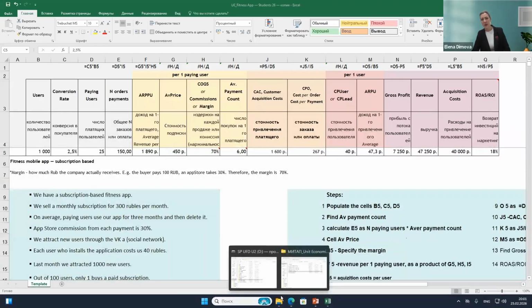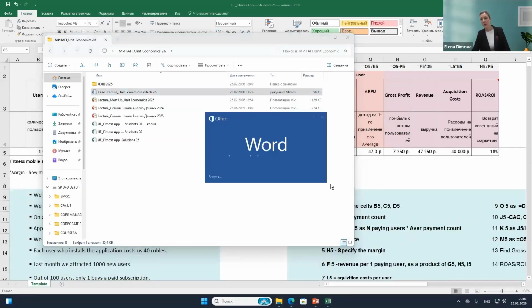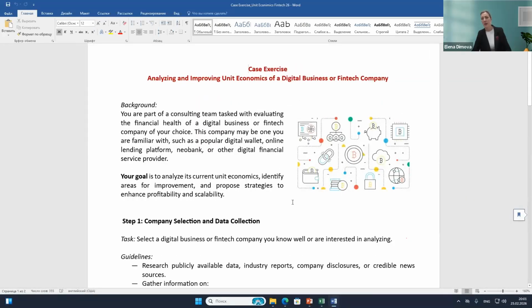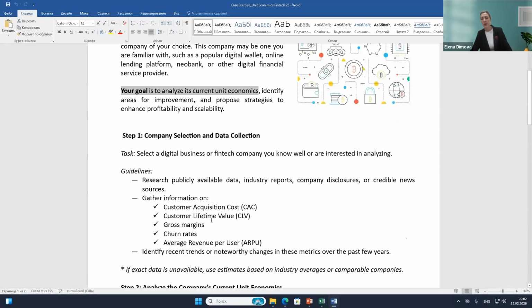Also, I would like to show you a case for those of you who are interested in learning more about unit economic metrics to apply. It's not 100% related to a particular company, but I suggest you focus on some fintech startups or companies, and the goal is to analyze and figure out what unit economic metrics the company uses to track progress and performance. Also, you are required to search for some data: customer acquisition costs, gross margins, churn rate.